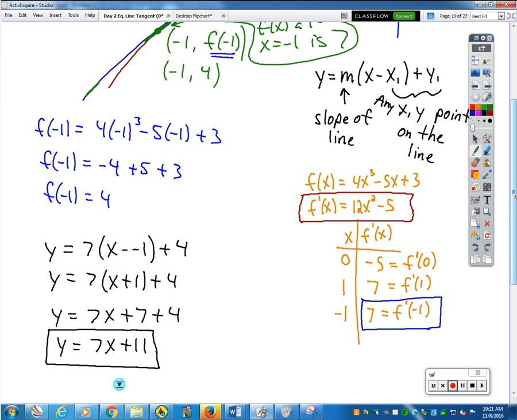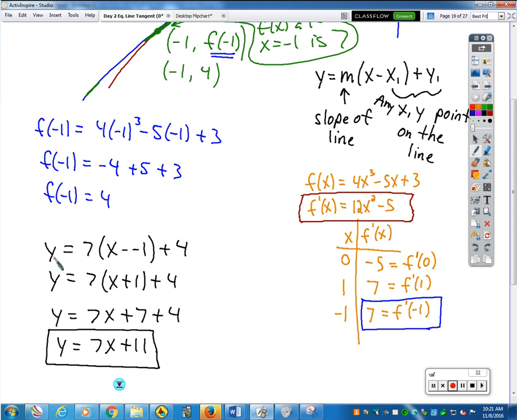Then you put the information all together into the equation of any line. So I said y equals the slope of the line, times x minus the x-coordinate that is on the line, plus the corresponding y-coordinate on the line. One or two if that made sense. Please, come on, did that make sense?